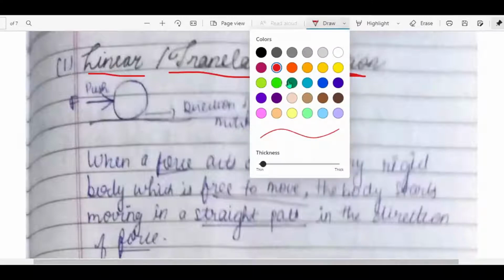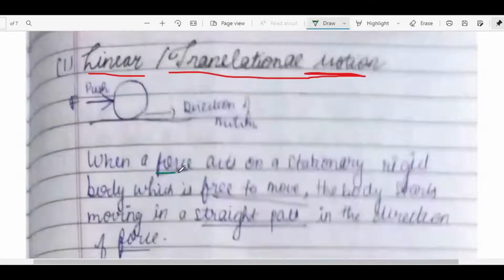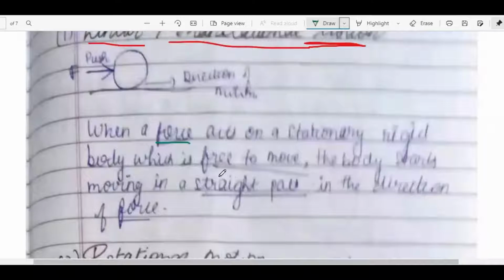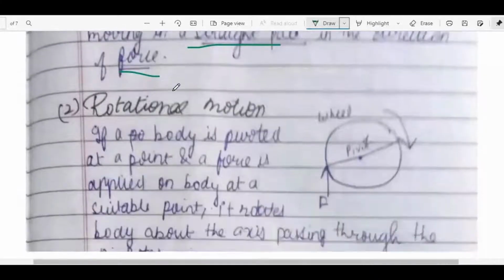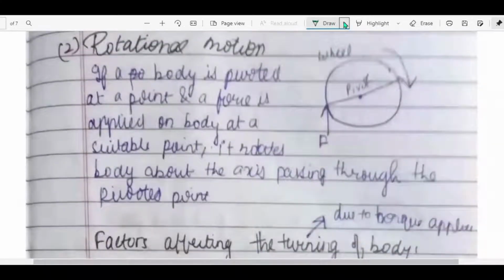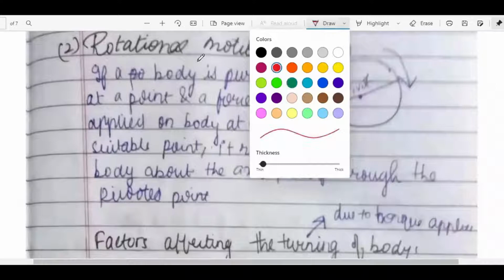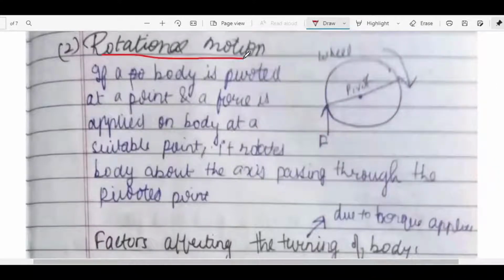So, when a force acts on a stationary rigid body which is free to move, the body starts moving in a straight path in the direction of the force. Suppose you are applying the force in this direction and this body will move in the right direction, in the same direction that is. Next we'll talk about rotational motion.